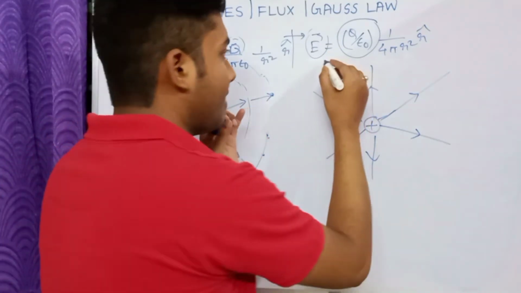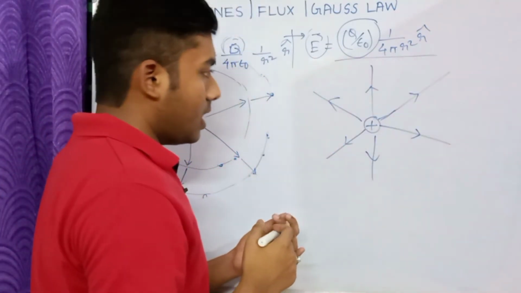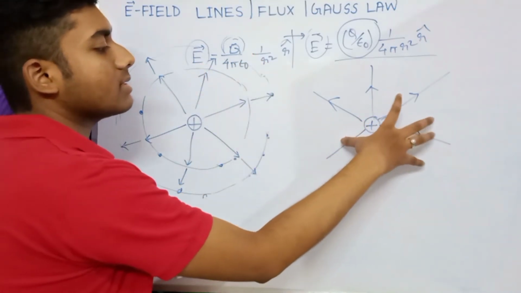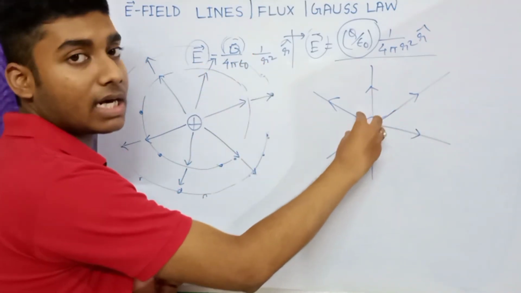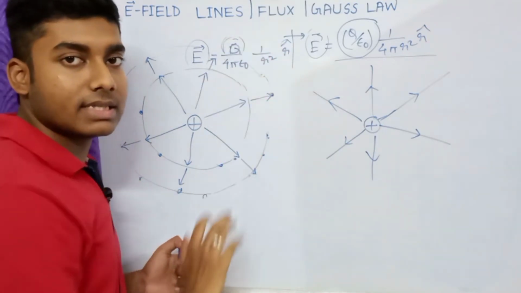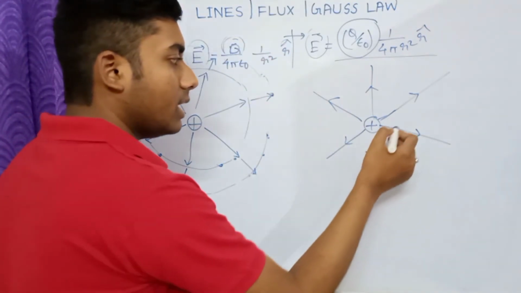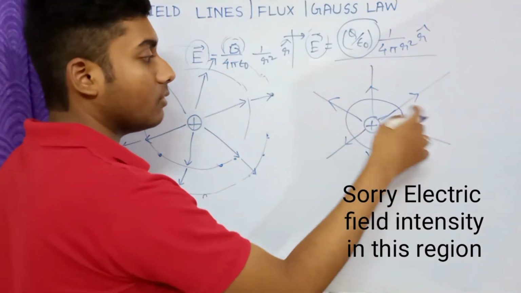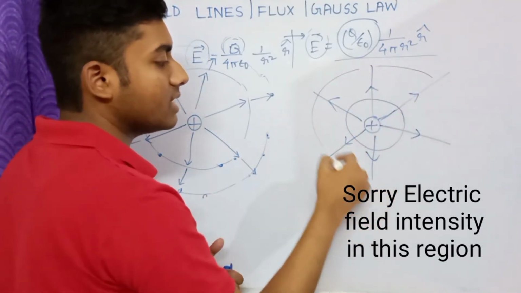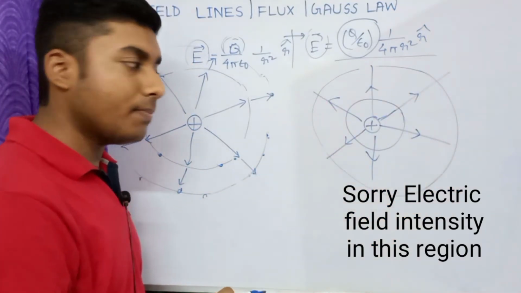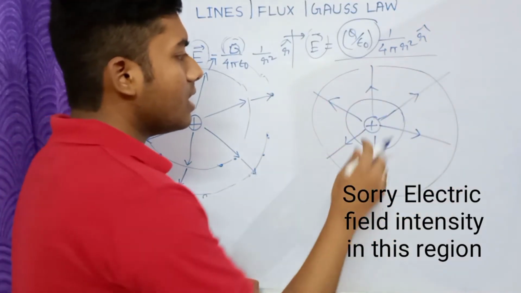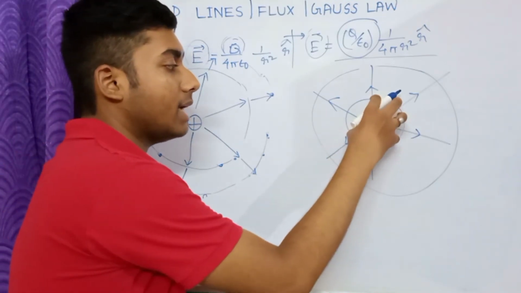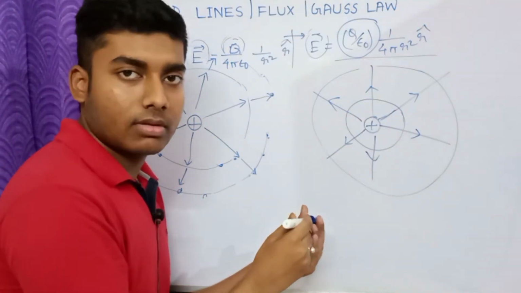Okay, we have understood it. Now you can easily see from this figure that as the distance from this charge increases, the electric field lines decrease, right? So the electric field lines in this region will be greater than in this region. It is clear. Now you can also watch one more thing.